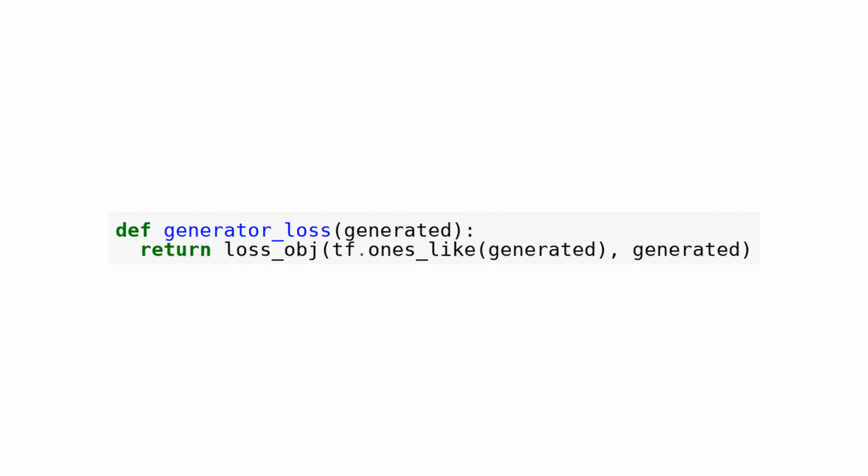This code defines a function called generator loss, which takes a tensor called generated as its input. The purpose of this function is to compute the loss for the generator in the cycle GAN model. Inside the function, it uses a loss object, loss_obj, to compare the generated images against a tensor of ones that has the same shape as the generated images. This essentially measures how well the generator is fooling the discriminator by trying to make the generated images appear as real as possible. The function then returns this calculated loss value.